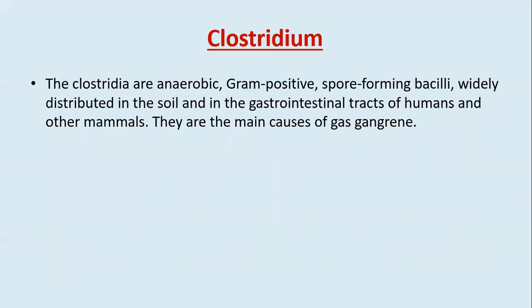Now, the Clostridium. Clostridia are anaerobic, gram-positive, spore-forming bacilli, widely distributed in soil and in the gastrointestinal tract of humans and other mammals, and are the main cause of gas gangrene.